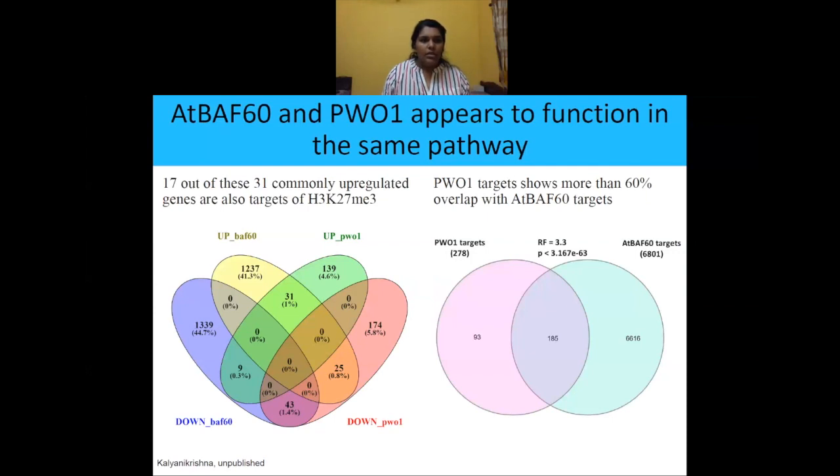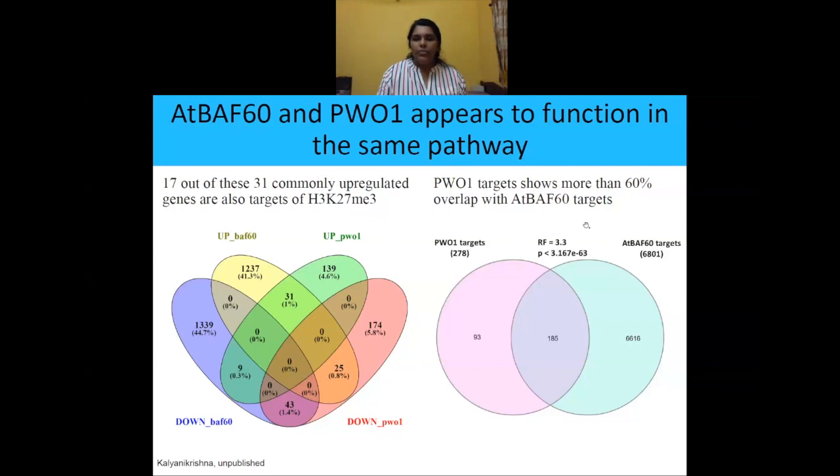Then we looked onto the RNA-seq of ATBOB60 and PWO1. Here we collaborated with Musa Benhamid for the RNA-seq and ChIP-seq experiments. And when we looked at the commonly misregulated genes, we could see that ATBOB60 and PWO1 overlap quite significantly. And in addition, 17 out of these 31 commonly upregulated genes in BOB60 and PWO1 are also targets of H3K27 trimethylation.